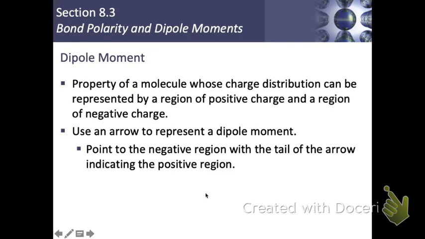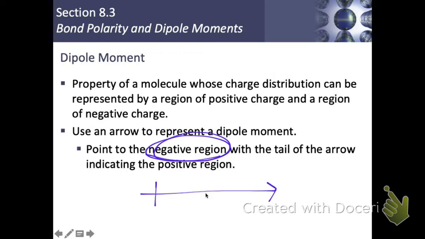All right. Dipole moment. This is when we're looking at distribution of electrons within a full molecule now. This is what we started looking at a little bit in our book yesterday, a day early. Dipole moment is when we see charge distribution that's uneven throughout the whole molecule. We use an arrow to represent the dipole moment. We point the arrow toward the negative region, toward those electrons. The tail of the arrow indicates the positive region, because we draw it with a little plus sign on the tail. Do you remember that part?